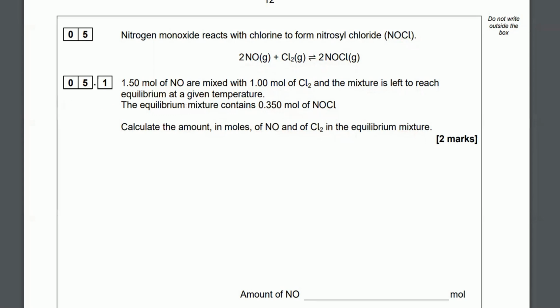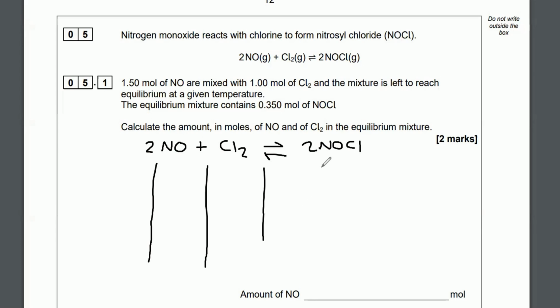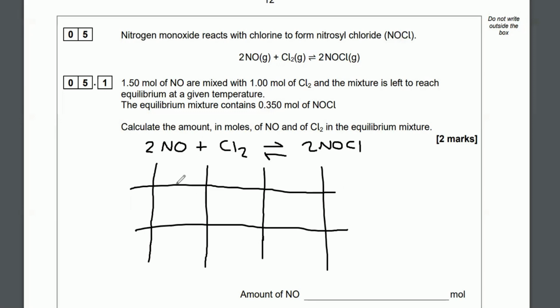Now, there's a couple of ways to do this. I like to start by writing out the equation. I know it's a bit of a pain because the equation's already there, but I write the equation out, and then underneath I draw the little ICE board. You might have heard of this before. You write ICE on the left-hand side, and you have a column underneath each of the reactants and each of the products. We've only got one product here. I stands for initial moles, C stands for change in moles, and E stands for moles at equilibrium. So my initial moles of nitrogen monoxide is 1.5 and my initial moles of chlorine is 1.